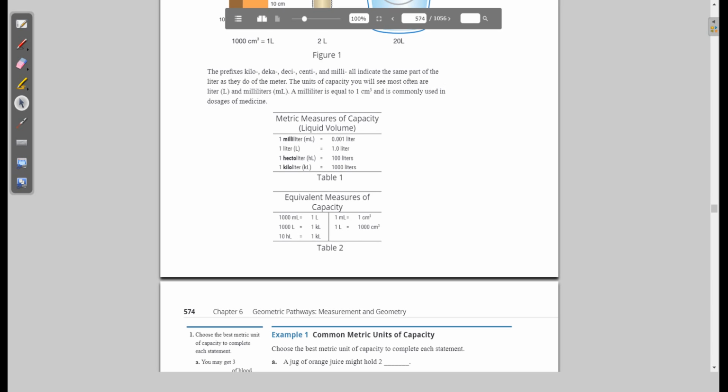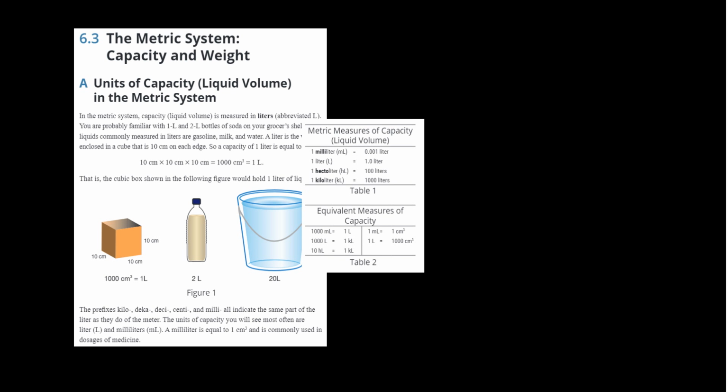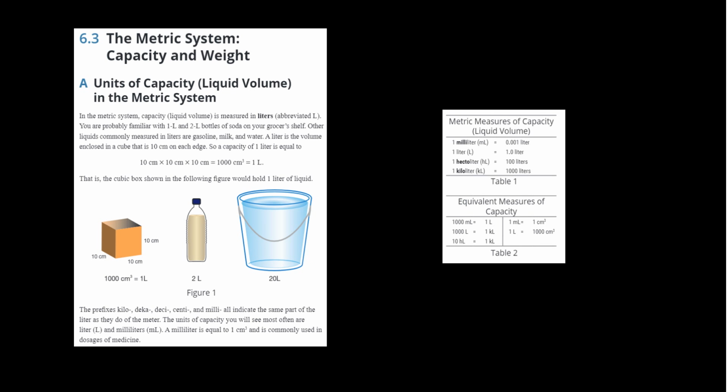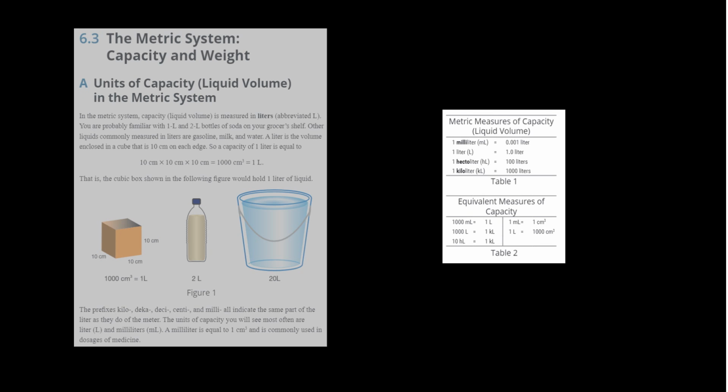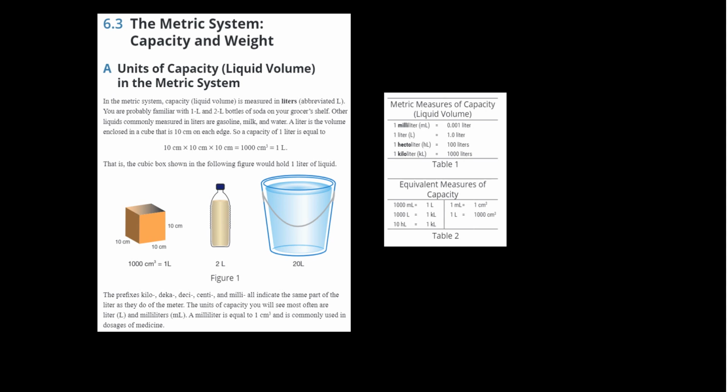All right, so in the last section we talked about, again, length, and we used the words like milli, centi, hecto, kilo. And we're going to do that again here. And that's what makes the metric system so much more convenient. And again, it just makes so much sense.